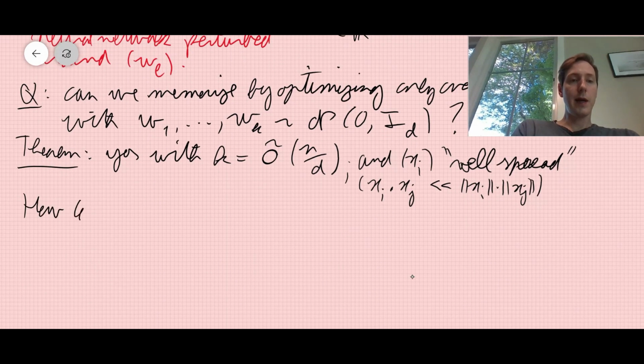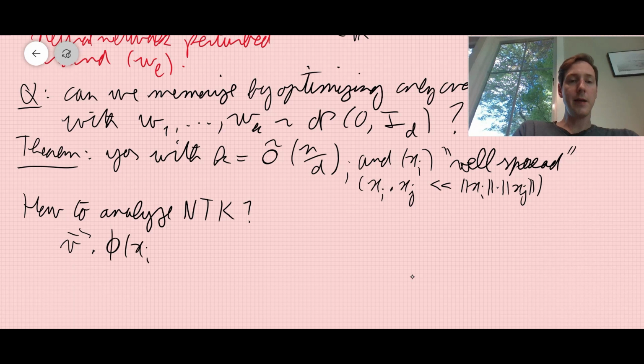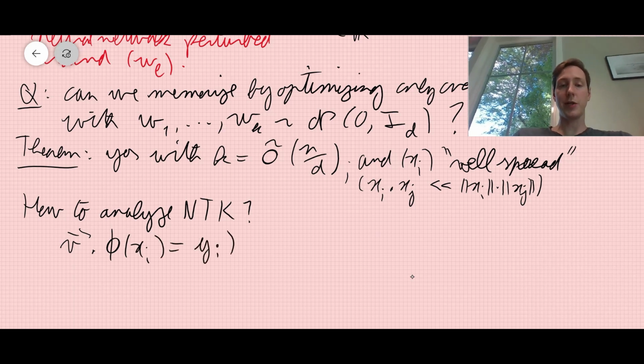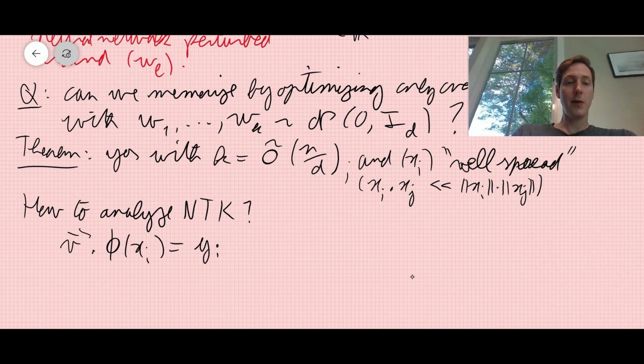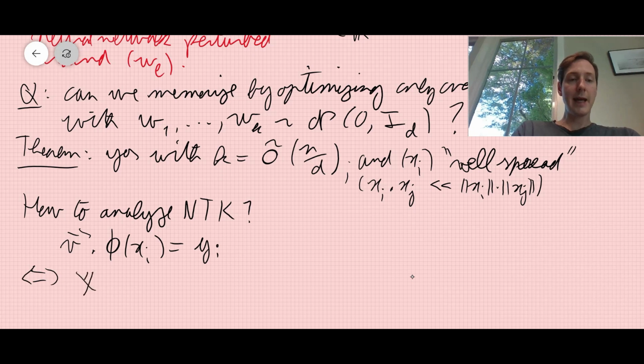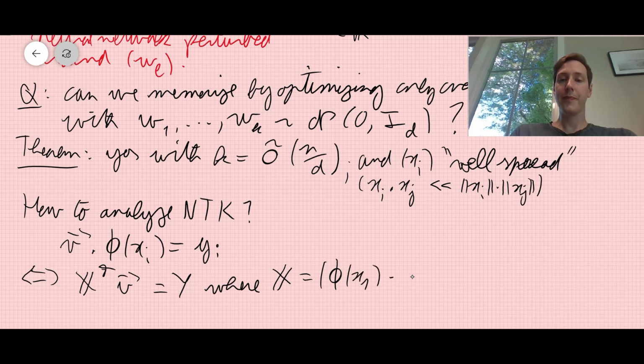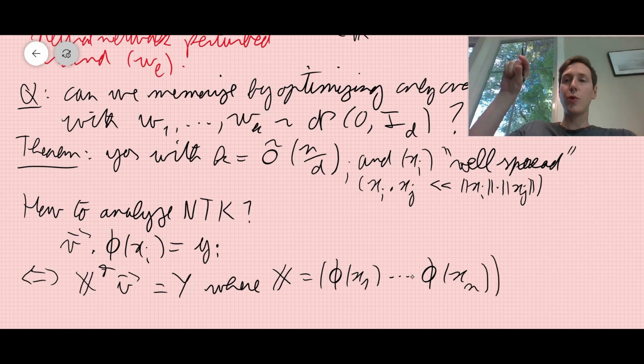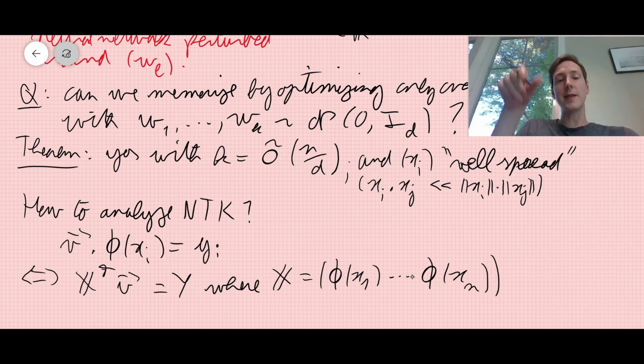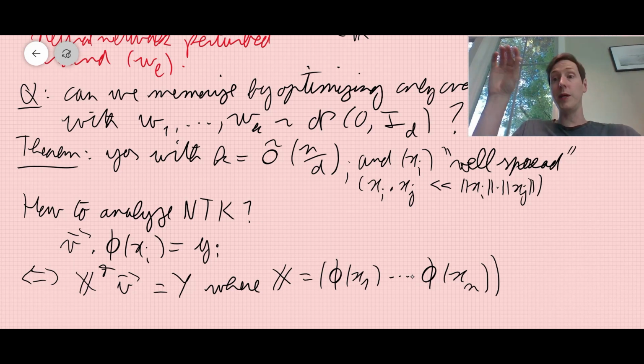So how to analyze NTK? Recall, what we want is to find V such that V dot phi of xi is equal to yi. So we'll just care about a certain linear regression over those phi of xi. Okay, so let me rewrite this. This is just X transpose V equals Y, where capital Y is just the vector of yi's, and capital X is a matrix whose ith column is phi of xi. So I get phi of x1 up to phi of xn. So X transpose, you see the first row is going to be phi of x1 transpose. So when I do that times V, I get phi of x1 dot V. And I want this to be equal to yi.